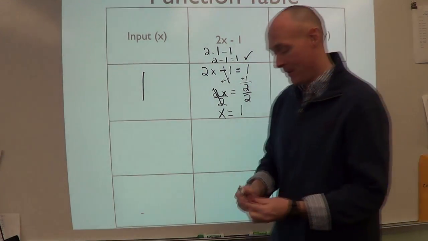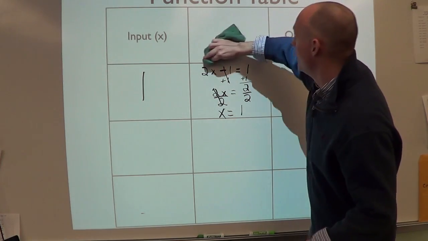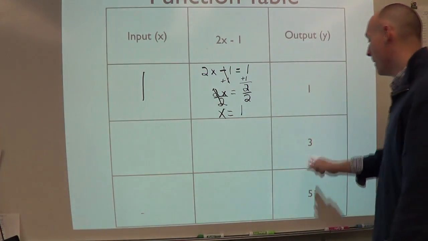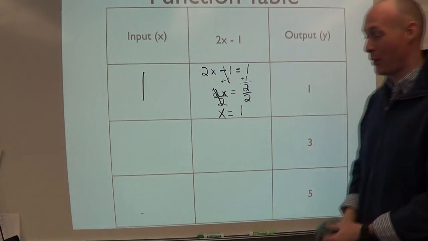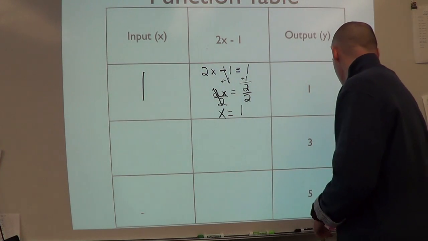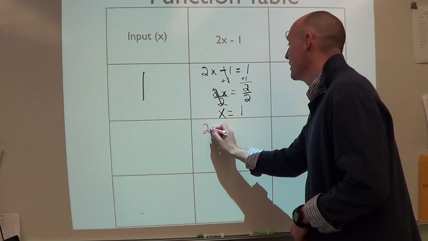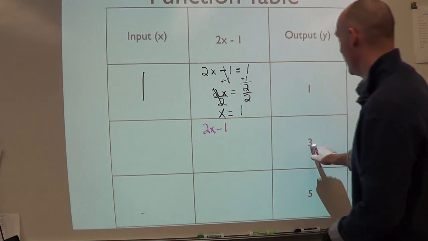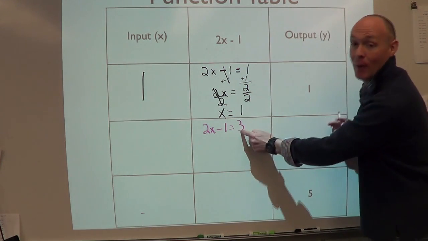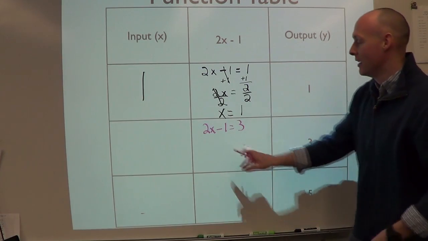Now, let's look down here. Same thing. We don't know what our input is, but we do know the output is a 3. So let's take our function rule, which is, I'll use pink, 2x minus 1, that equals 3. Now how do I know it equals 3? Again, I'm just looking to what the output is.